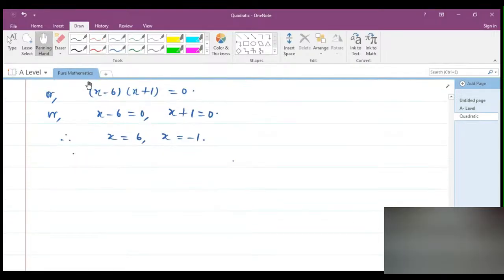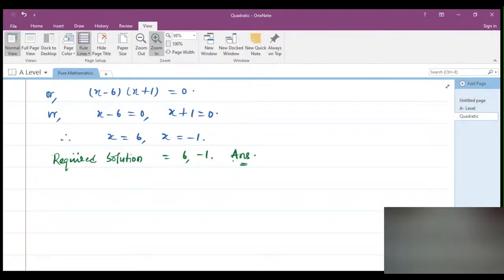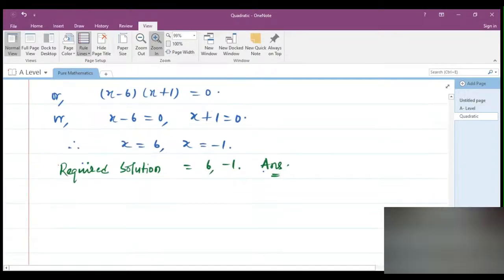So the required solution here will be 6 and minus 1. Hope that there is no problem to understand the solution of this question. Now I am going to zoom this solution, so you have no problem to notate the solution of this question.